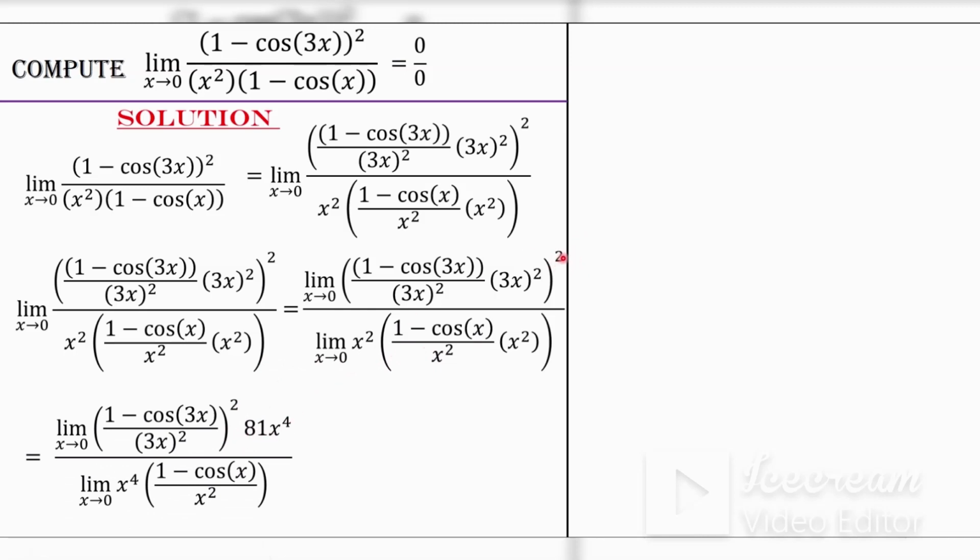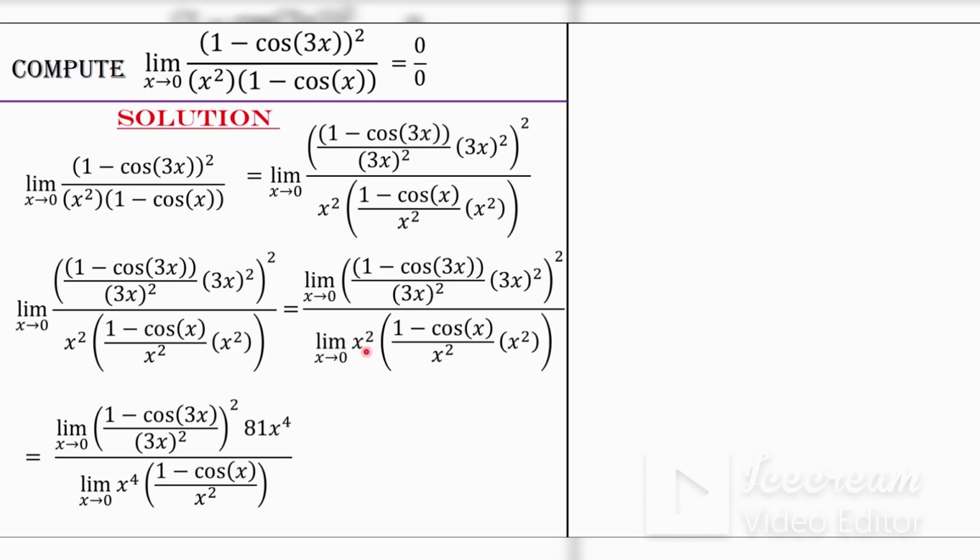If you look closer, we realize that if we bring this square inside the bracket in the numerator, we are going to have (1 minus cos 3x) divided by 3x, all squared. This squared I just brought inside this big bracket, then times (3x) raised to the power 2, then squared again. It gives us what? We obtain 3 squared, which gives us 9, then this square which is outside gives 81. Same thing for x squared: if you bring this 2 in as well, we obtain x raised to the power 4.